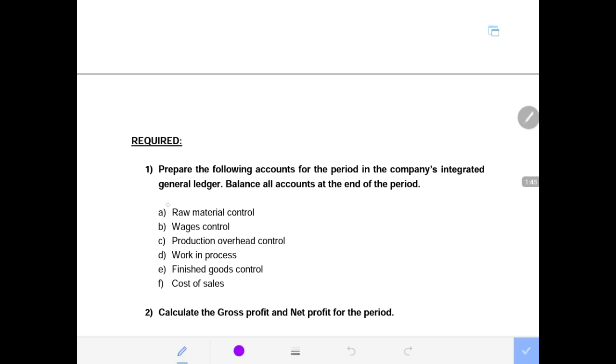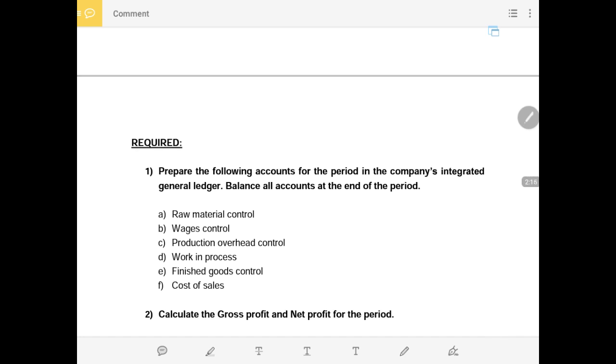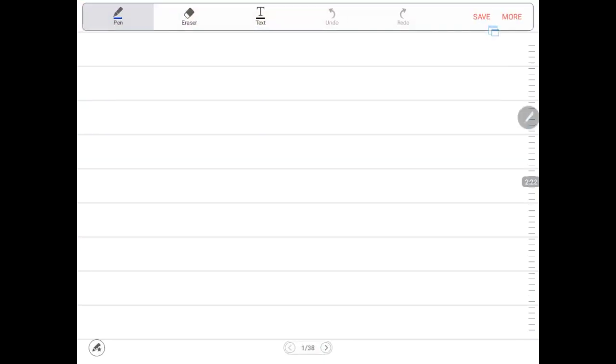We are then required to do a ledger account on the raw material control, wages control, production overheads. Then work in progress, which is the production department, where the process of production takes place. Then the finished goods control account, and the last one is the cost of sales. Number 2, we are required to calculate the gross profit and net profit for the period, which emanates from the normal income statement.